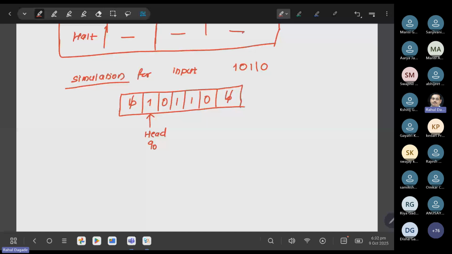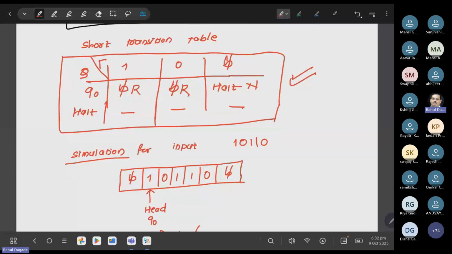So now how is it represented? You have a delta, the initial state is Q0, and your tape is blank 1 0 1 1 0 followed by blank, and initially your head is here. So where is it going? As per this table, for state Q0 and input 1, convert it into blank and remain in the same state Q0.